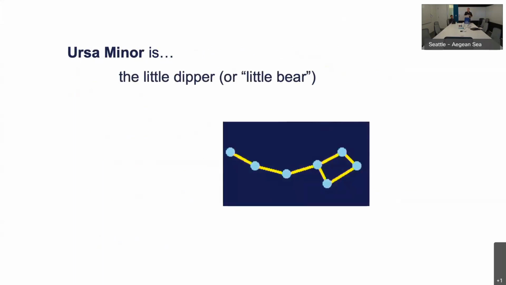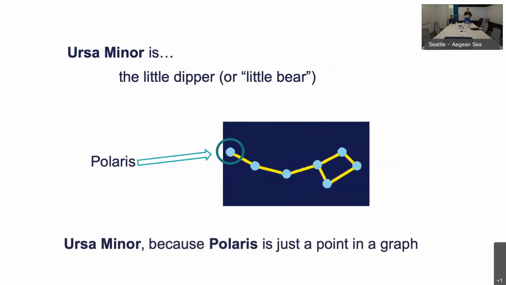The name of my research prototype is Ursa Minor. If you're familiar with astronomy, constellations, you might know that as the constellation, the Little Dipper, or literally the Little Bear. And that star right there is Polaris. So the name of the research prototype is Ursa Minor because Polaris is just a point in a graph.